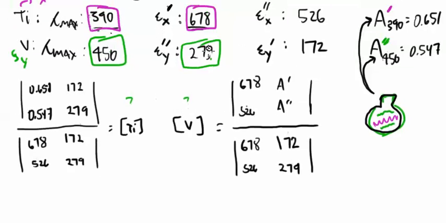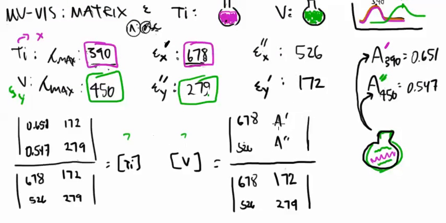Another thing that I forgot to do in the past video is we have this A prime and A double prime, right? So we need to replace the numbers here just like we did over here. A prime is the absorbance at 390, so that's 0.651, and A double prime is going to be 0.547. So we actually forgot to do that last time. 0.651 goes here and 0.547 goes there.